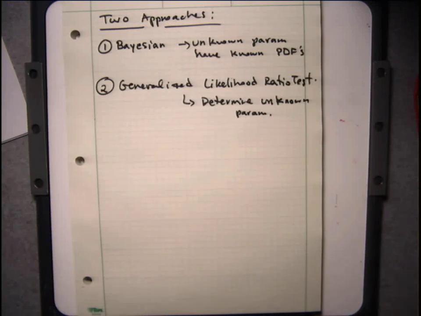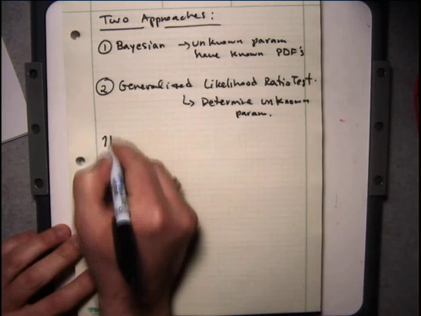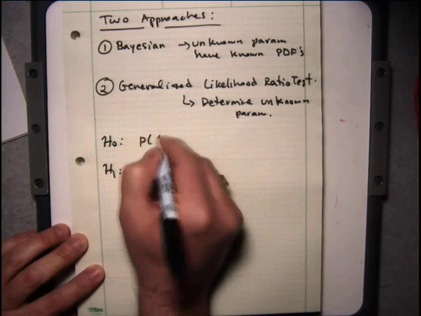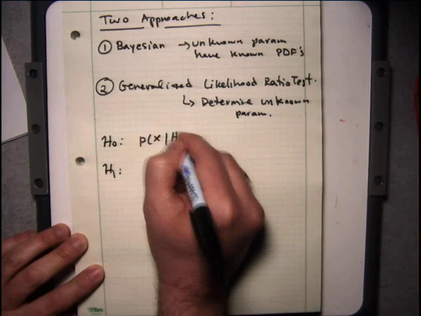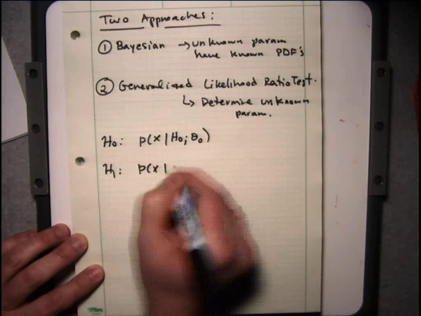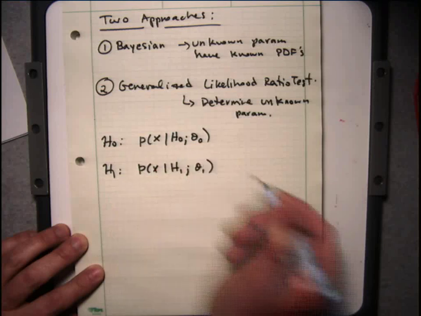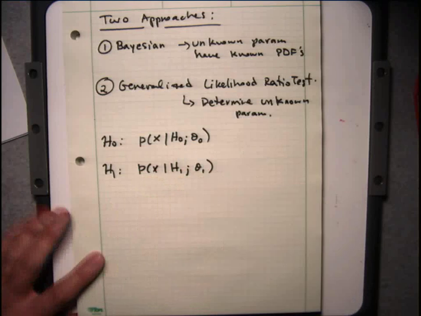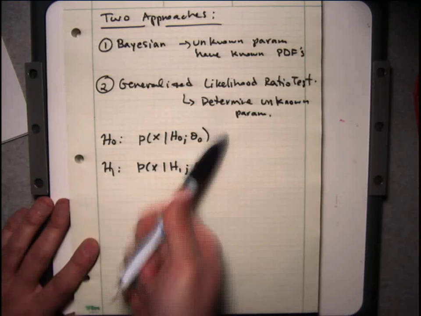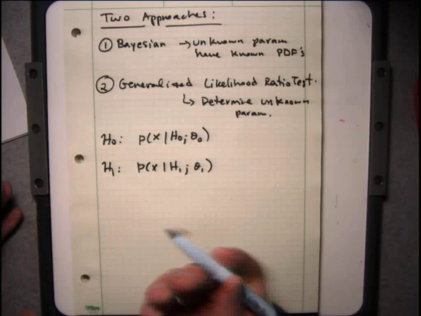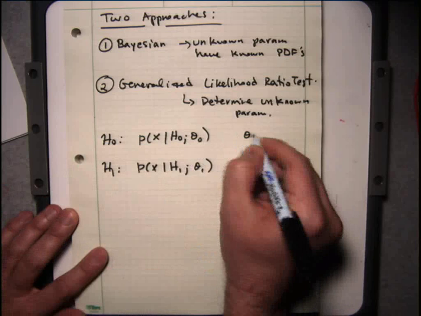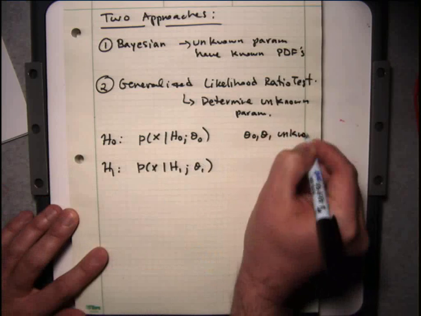Okay? So let me be a little more specific. Let's say you have two hypotheses, H0 and H1. Here you're going to have a PDF of X given H0 and theta 0, some parameter. And here the PDF of X given H1 and some other parameter, theta 1. In the example that I just gave you, there was only one parameter that was unknown, in the second case. There was no theta 0 in this case. But in general, you might have unknown parameters in both cases. Okay. And so theta 0 and theta 1 are unknown.